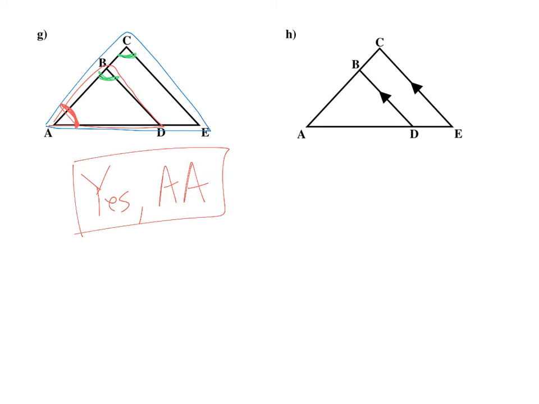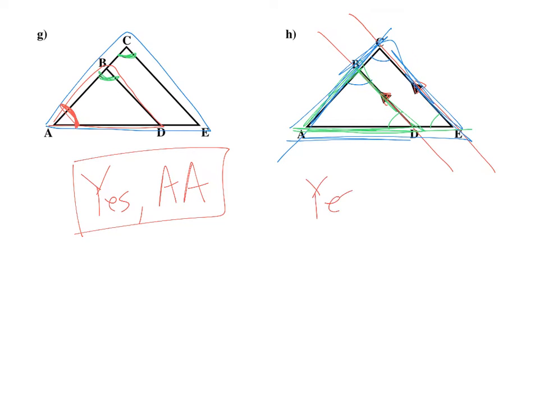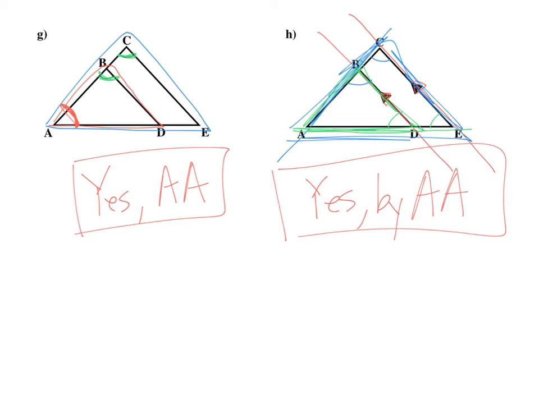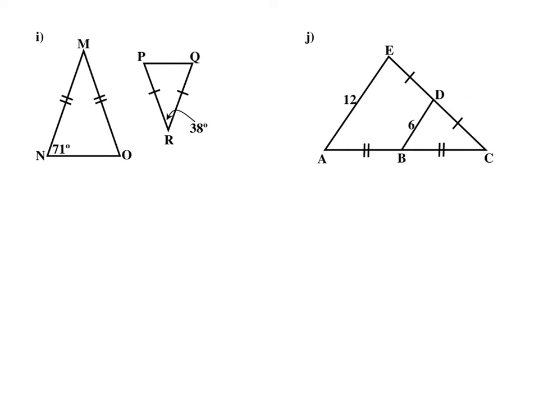All right, for part H, let's see. I have two parallel lines here. The arrowheads, very important whenever you see arrowheads. So I have two parallel lines. Here's one transversal. These are corresponding angles. Here's another transversal. These are corresponding angles. So these two triangles here, I have the small one and I have the big one. They are similar by AA. Done. All right, two more examples.